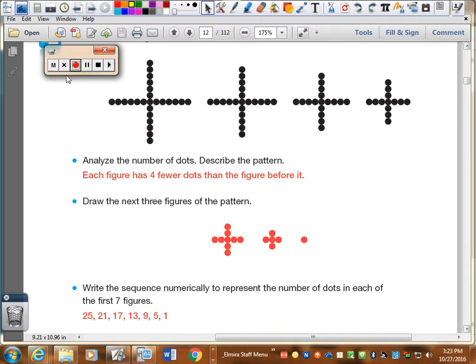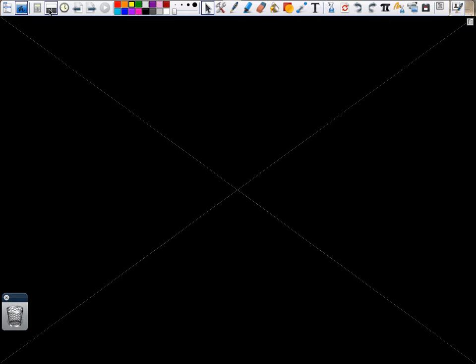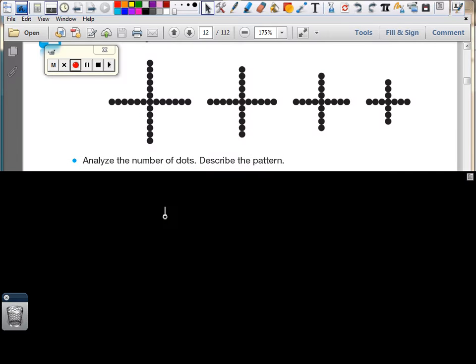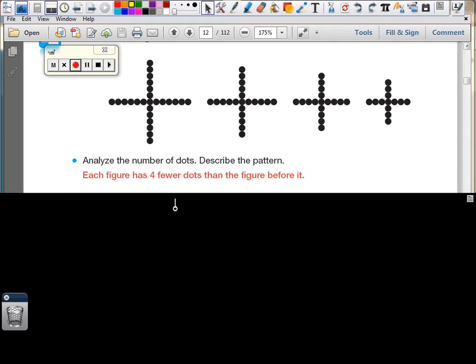So in your textbook, it's having you look at this pattern and then describe what's going on with this pattern. We see that it's getting smaller and smaller, and what I see happening is that one of the dots on each end is disappearing each time. Each arm of the plus is losing a dot each time. Each figure has 4 fewer dots than the figure before.